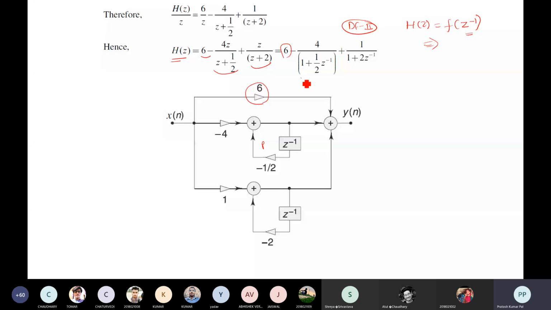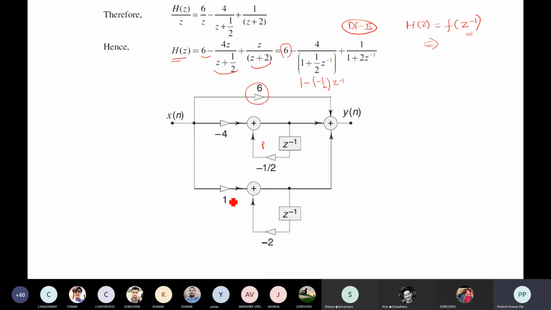And the coefficients here. In its standard form, it will be written like 1 by 1 minus 1 by 2 z inverse. Okay, so here the coefficient will be minus 1 by 2, so minus 1 by 2 will be there. This will be the realization of this term, and this will be in parallel with 6. So this will be in parallel with all these terms.